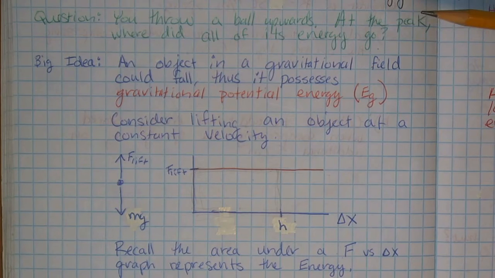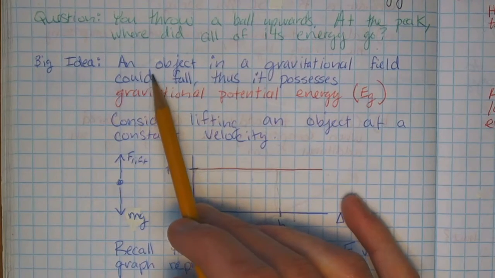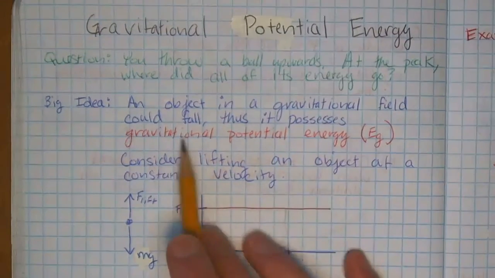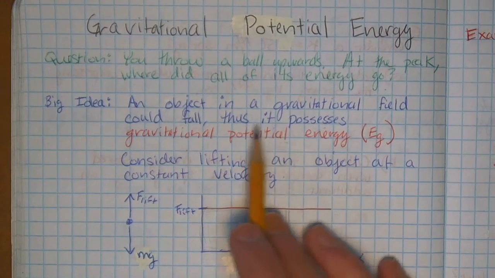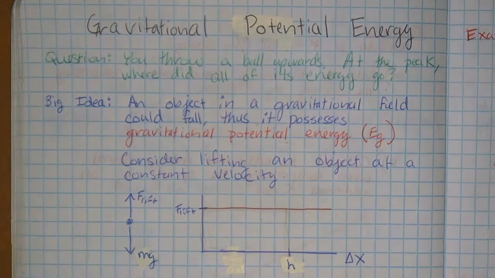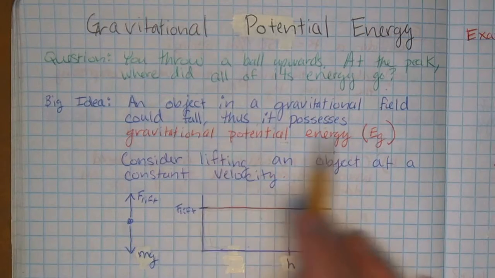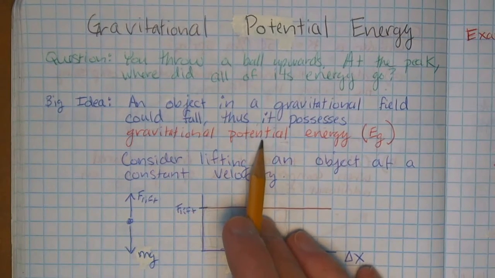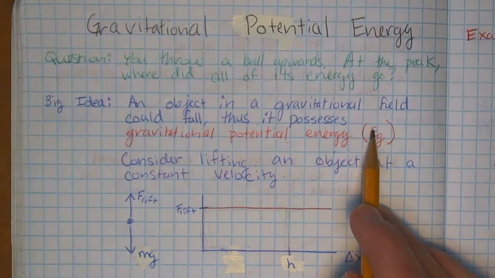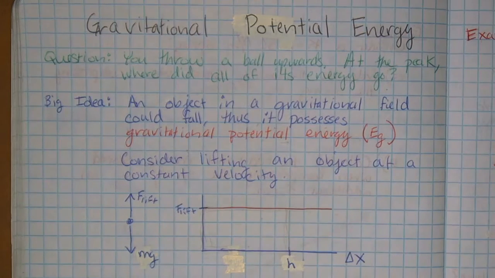Well, the answer is gravitational energy. It's gaining gravitational energy. So the next part is: an object in a gravitational field could fall, thus it possesses gravitational potential energy. If it falls, obviously it's going to gain kinetic energy. That energy has to have come from somewhere. It came from the fact that it originally had gravitational potential energy. Remember that the word potential just means stored energy, and we're going to represent that with an E subscript G, E for energy, G for gravity.